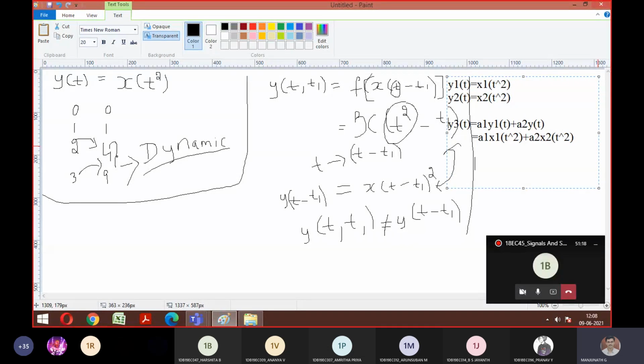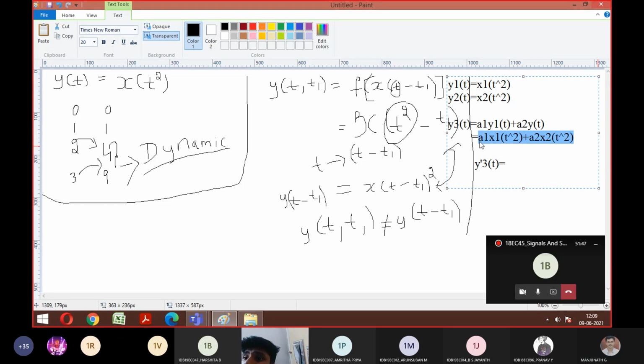So we need to have y3 of t. So that is y3 dash of t. So y3 dash of t, what is the formula? It says function of x of t. So for the function of x of t, you need to replace t with t square. So is it the same answer that you got in y3 of t?